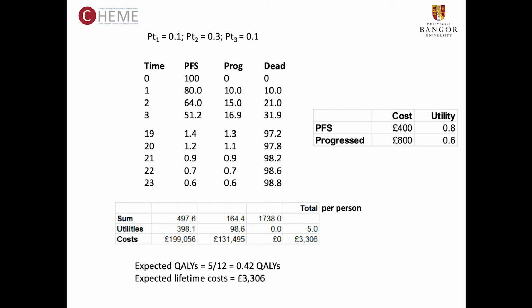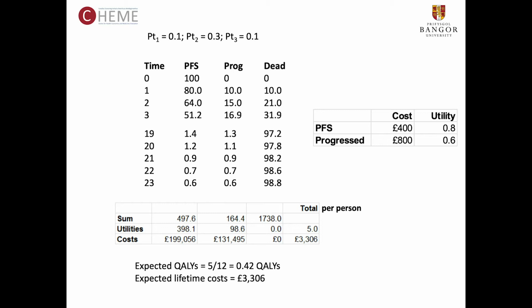We know that the utility in each of those states are 0.8 and 0.6. We'd multiply those out. And we know that the costs are 400 and 800, so we can multiply those out. And that gives you a total number of accumulated utilities and costs over the time horizon of the study. We need to make some adjustments because these are in months and we're interested in QALYs being over a year. So we need to divide by 12.